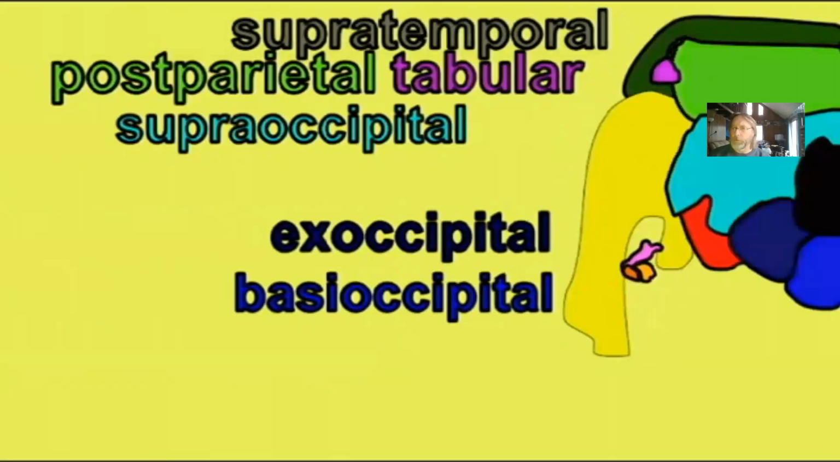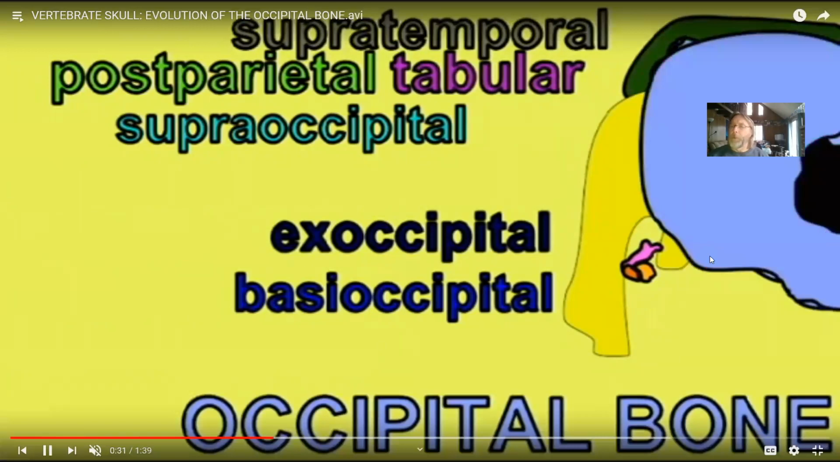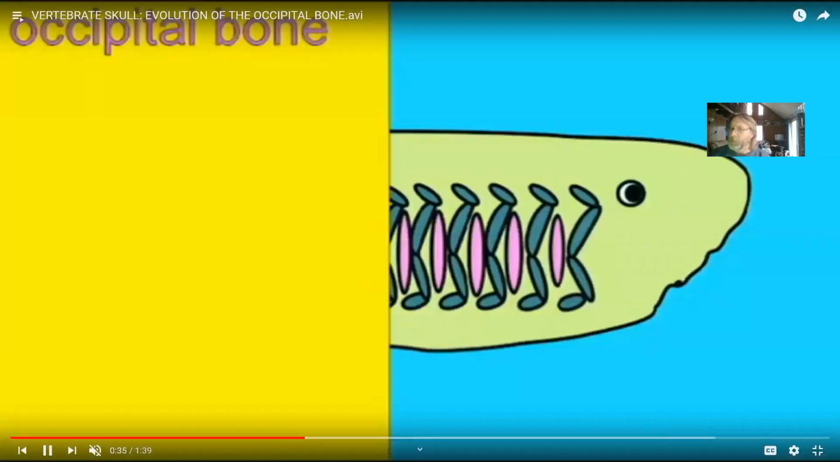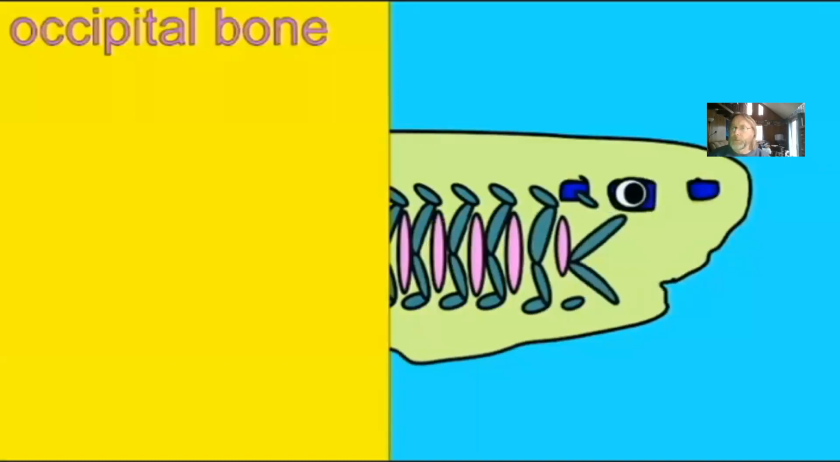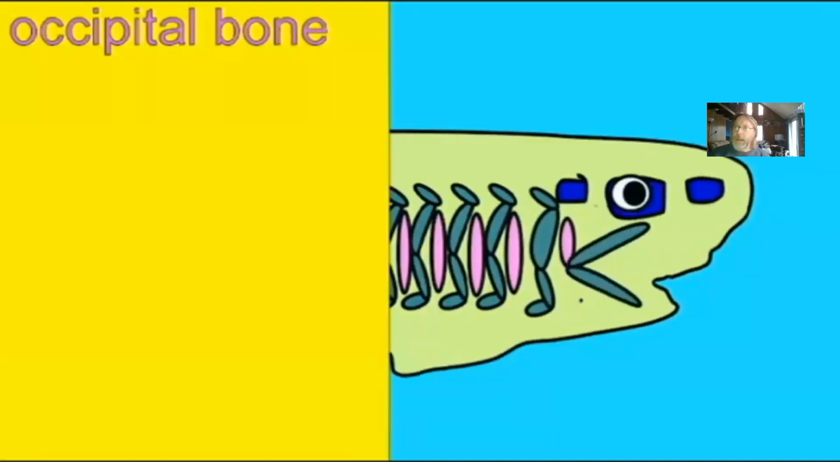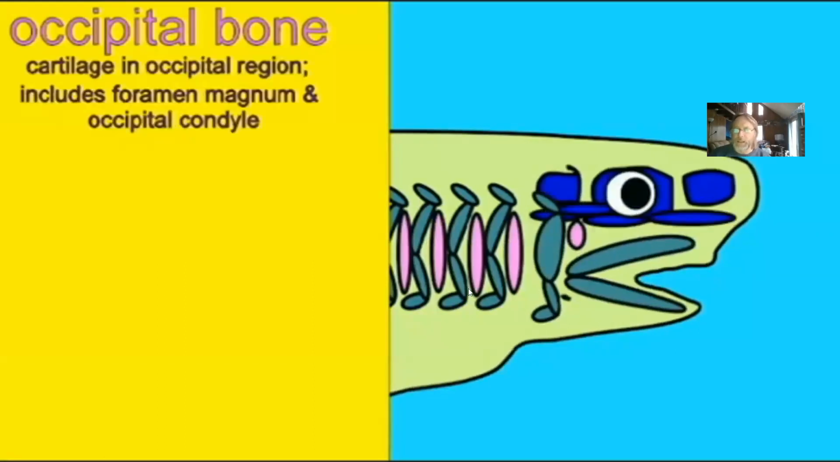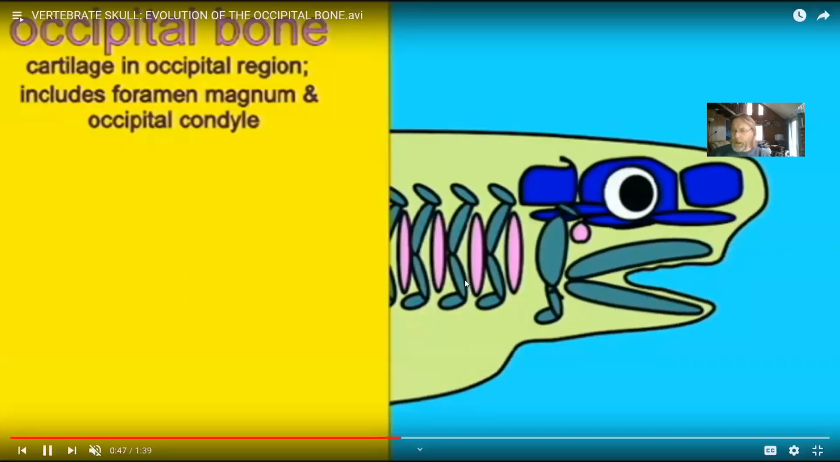Some of these are bones of the dermatocranium. Up here, some of these are bones of the chondrocranium. But what happened gradually in the evolution of vertebrates, and what we can actually observe in human embryos, is that all of these little pieces gradually fuse together to form one single occipital bone.